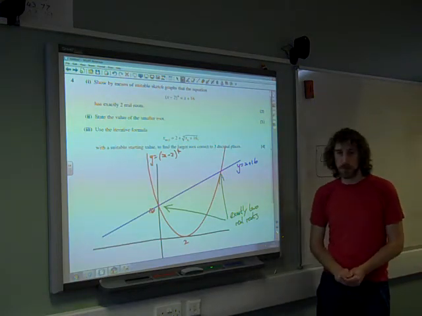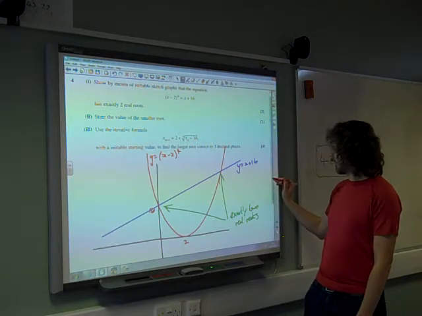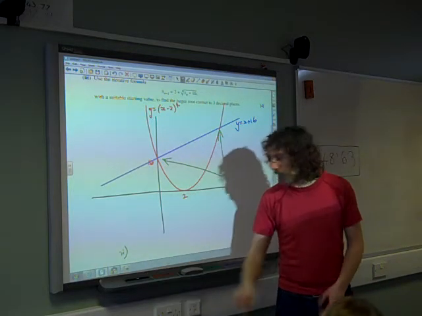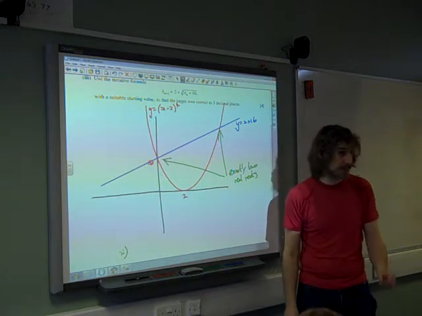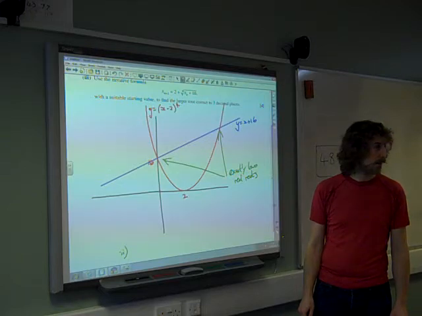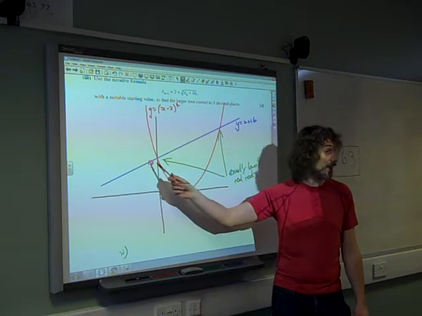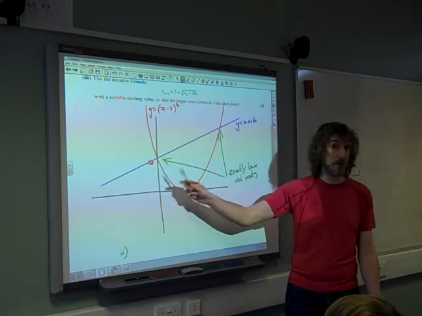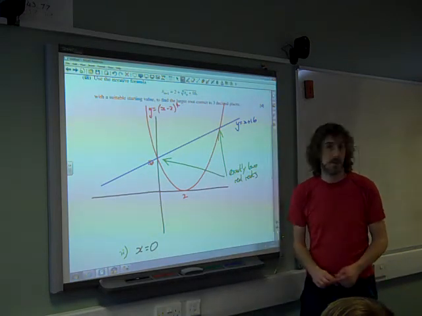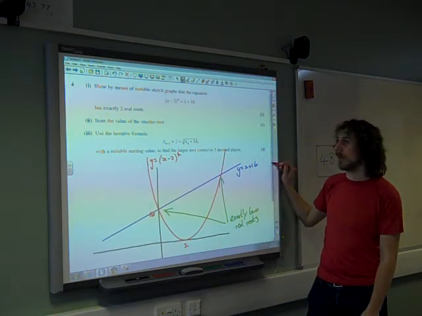State the value of the smaller root. Ooh, there it is. And we're focusing, we're not going to make a careless mistake. What would be the careless mistake? A careless mistake that people might make is to write 16. It's not 16, is it? The value of the smaller root is x equals 0, because it's the value of x that satisfies it. So x equals 0 is the smaller root.